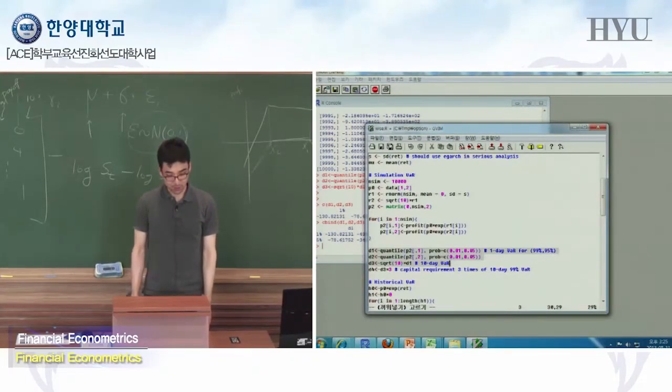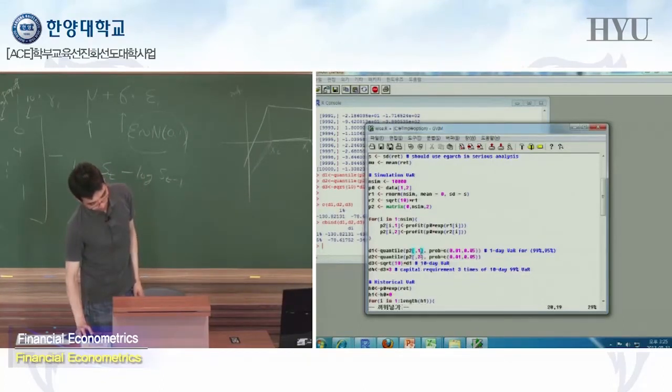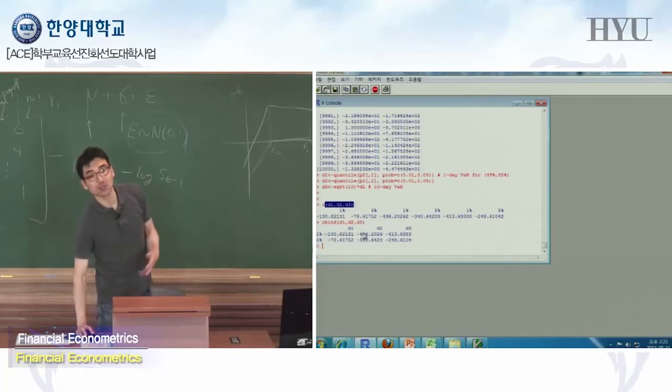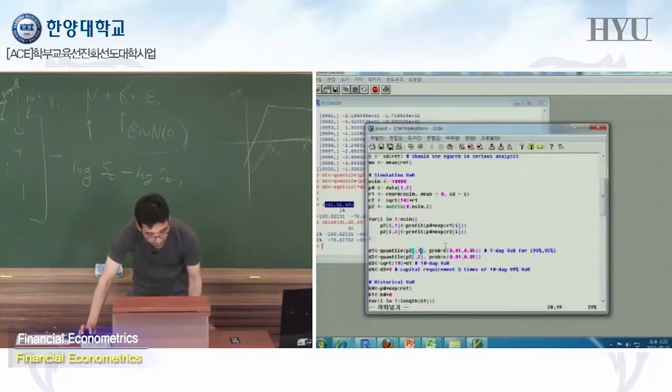So D1, D2, D3 is this one. This one is an error, so you ignore this one. The C is this one, so please remember this one. I just calculate D1, D2, D3, and I just want to show everything to you together. And the capital requirement is three times either D2 or D3.